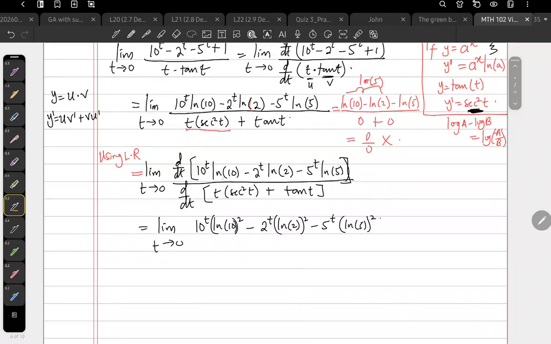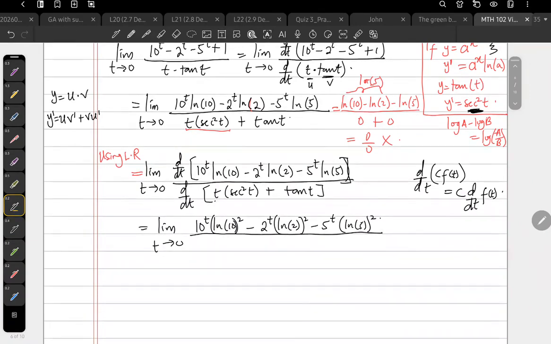Okay, so natural log of 10 is a constant, so we do not have to use the product rule here. We know that the derivative of a constant times a function is just the constant times the derivative of the function. In this case, ln 10 is the constant, and if we find the derivative of 10 to the power of t, we get another 10 to the power of t ln 10. So the ln 10 multiplies each other and gives us ln 10 squared. The same thing with the ln 2 and the ln 5.